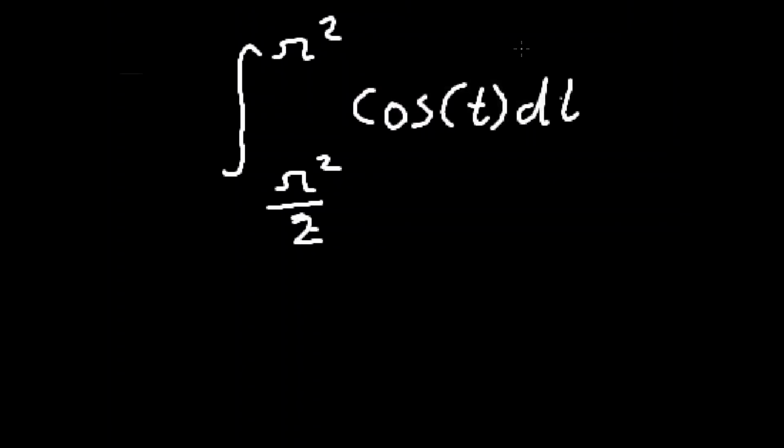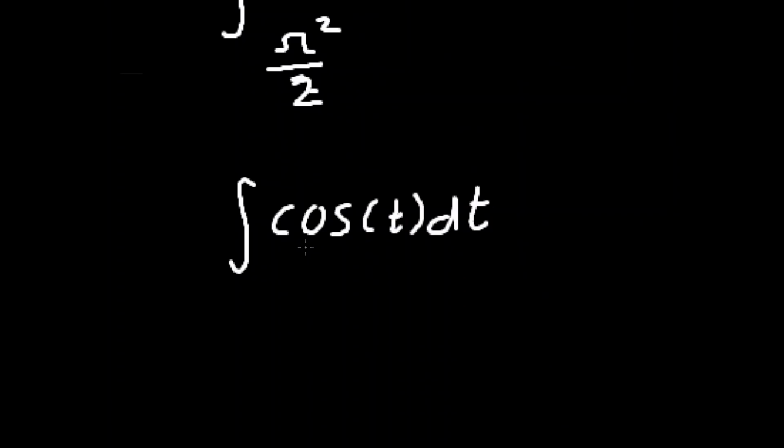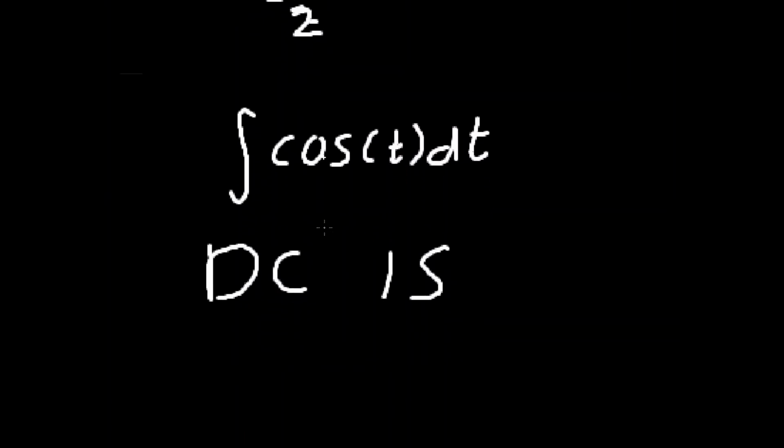So first of all, let's just see if we can find just the integral of cos of t dt. Now you can remember this little saying, DC is worse than Marvel Comics. So when we differentiate cos, we get a negative. When we integrate sine, we get a negative. In this case, we are integrating cos, so we don't get a negative.